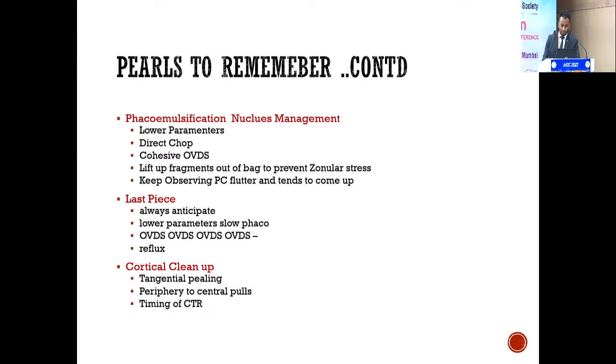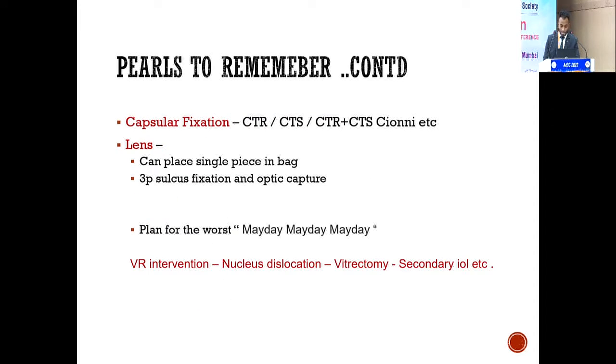Cortical cleanup is very important, where tangential peeling and peripheral to central pulling is required. The timing of the CTR is debatable. It depends on your surgeon preference and also how well the cortex has been released with your hydro procedures and maneuvering in the bag. Later, capsular fixation will be required.